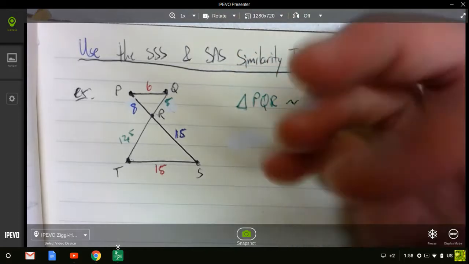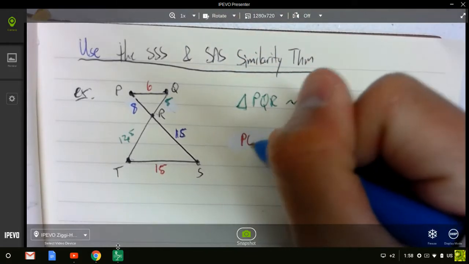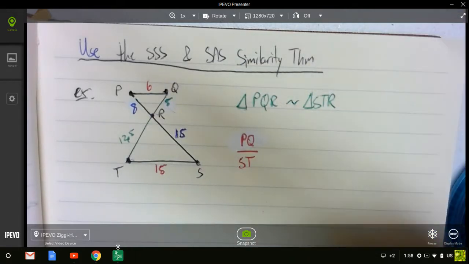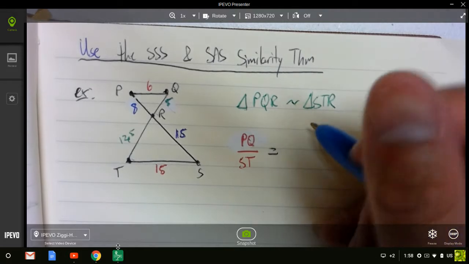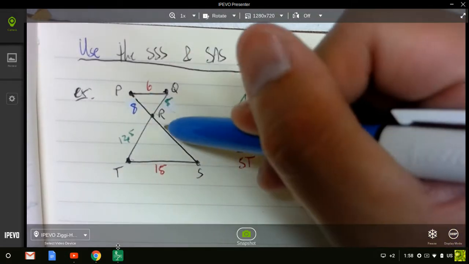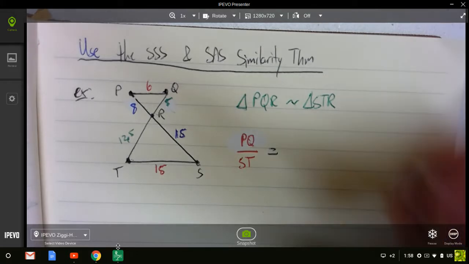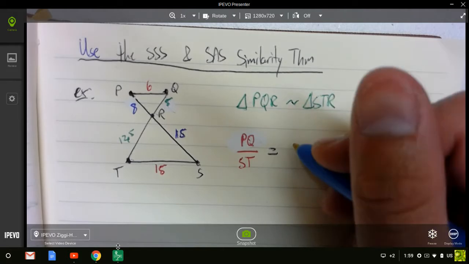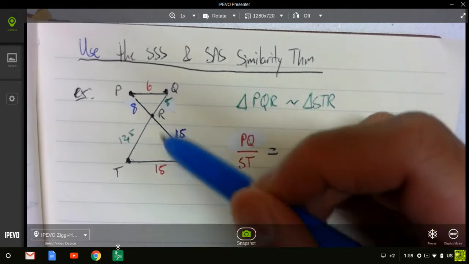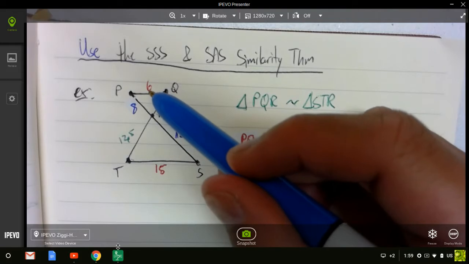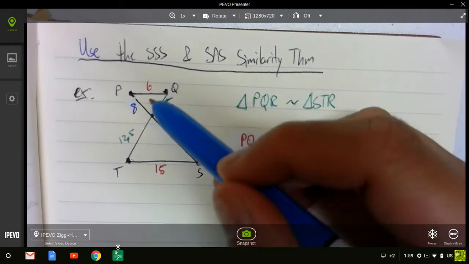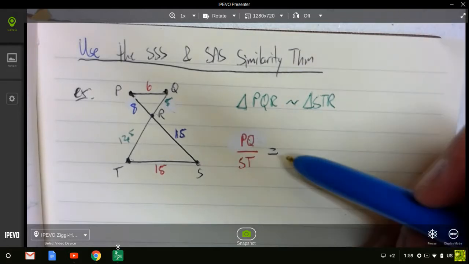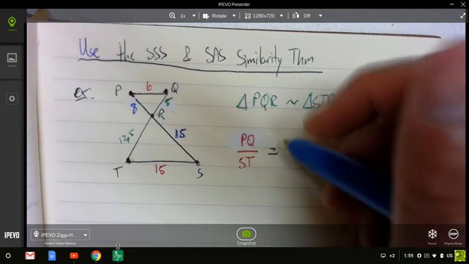So I'm going to say that the ratio that PQ and ST make is going to be equal to the ratio from PR to SR. Because I think these two sides are corresponding and proportional, and make a ratio with each other. And remember, I'm going from small side over big side, the smaller triangle corresponding to the bigger triangle. That's the order in which I'm writing the ratios. I can't flip-flop.